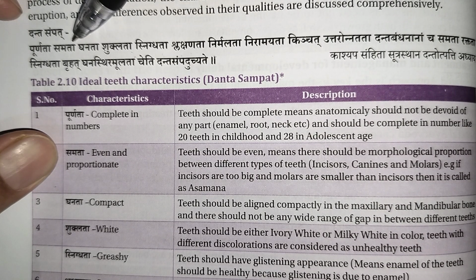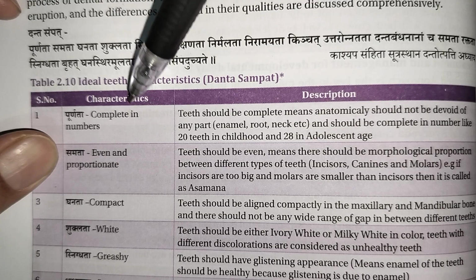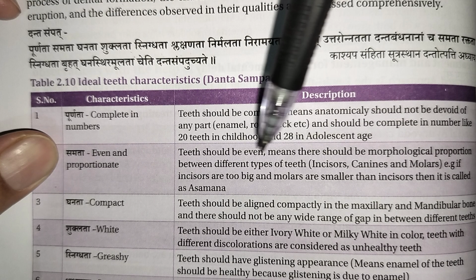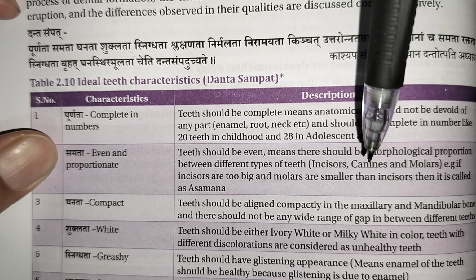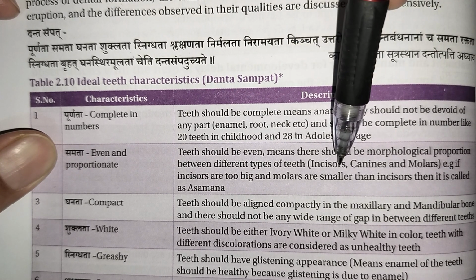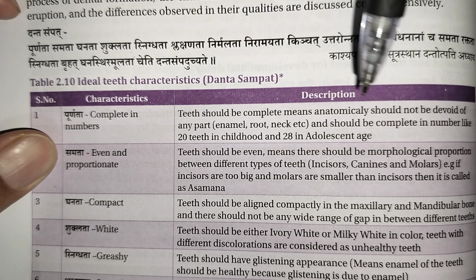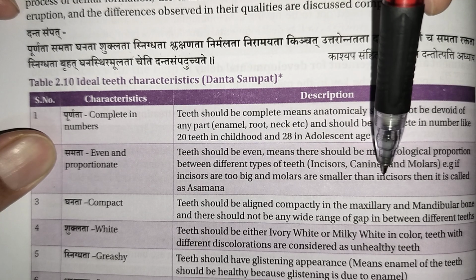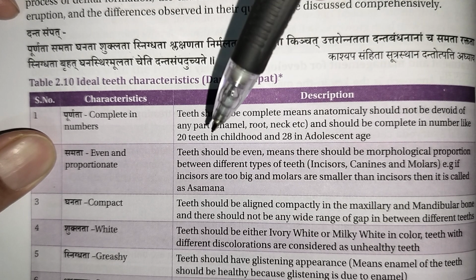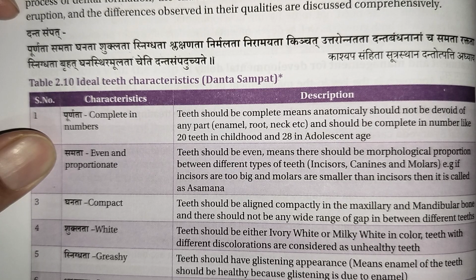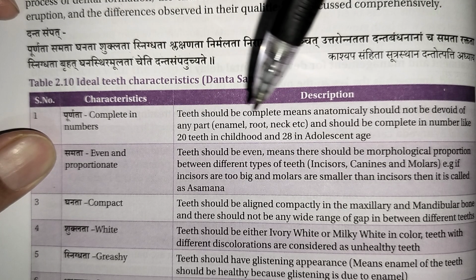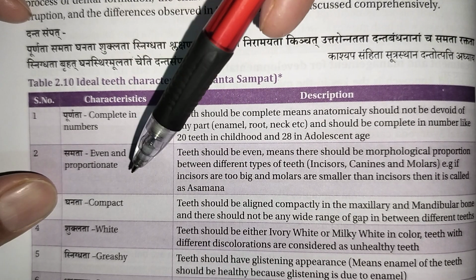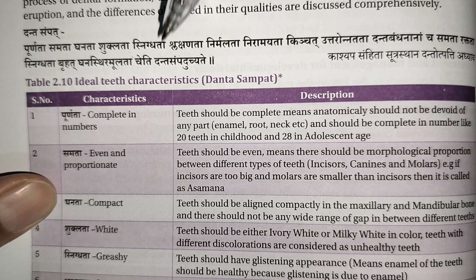Next is samata. It has to be even and proportionate, right? The teeth should be even, meaning there should be morphological proportion between the different types of teeth, that is, the incisors, canines, and molars should be identical in their morphology, right? If the incisors are too big and the molars are too small, then it is called asamata, that is, if the teeth are in an imbalanced form, they are not considered under this. So the teeth have to be in samata, right? Next is ghanata, that is, it has to be compact, which is the strongest form.